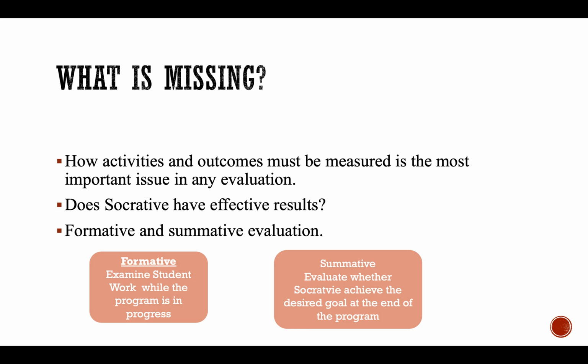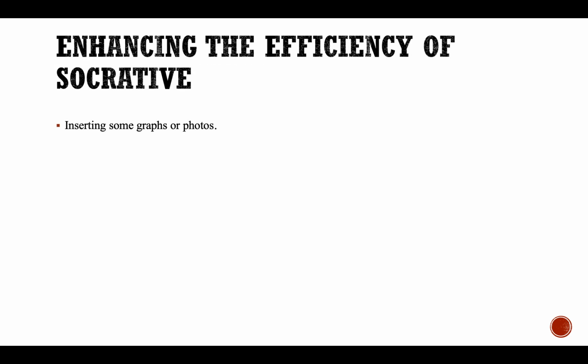For example, formative evaluation can be used to examine students' work while the program is in progress. However, summative evaluation is used to evaluate whether Socrative achieved the desired goal at the end of the program. Here are some points that we need to focus on to enhance the efficiency of Socrative.